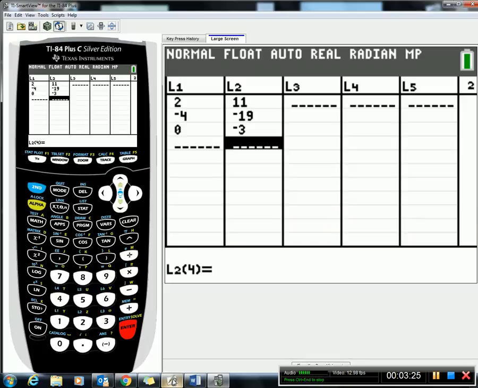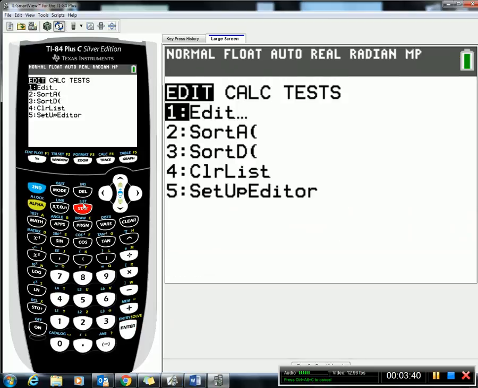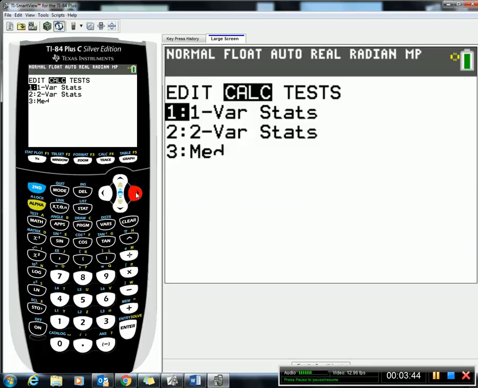With a cubic, you'll need 4 points. With a quartic, you'll need 5 points. So you always need 1 more point than the degree of the equation. We'll talk about that in class if you didn't understand what I said. Now go back to your stat mode. If you've got data entered, and you do, you're ready to calculate. So go right to the calculate menu.